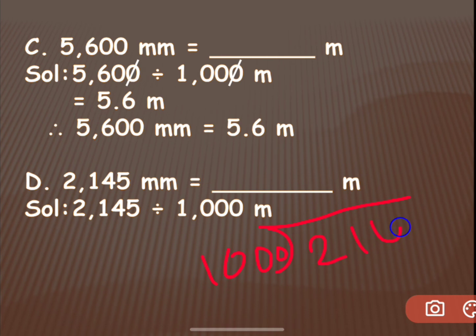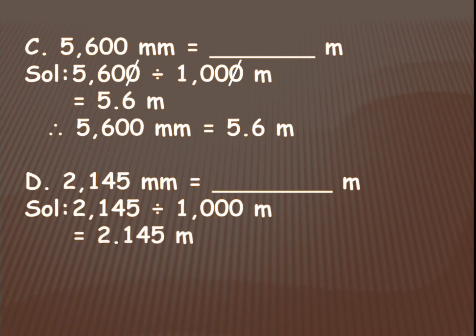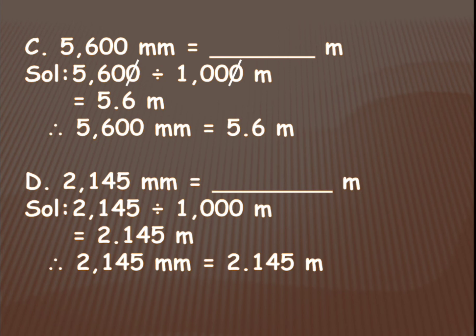Okay, 2,145. So 1,000 ones are 1,000, 1,000 twos are 2,000, 1,000 threes are 3,000, which will be more. So 2,000 twos are. You have to divide like this and make the remainder 0. Till then you have to solve and you will get it. Like this also you can do. The answer will be the same, 2.145 meters. So therefore 2,145 millimeters is equal to 2.145 meters. In that way you need to write it down.